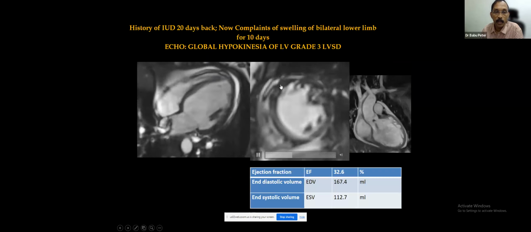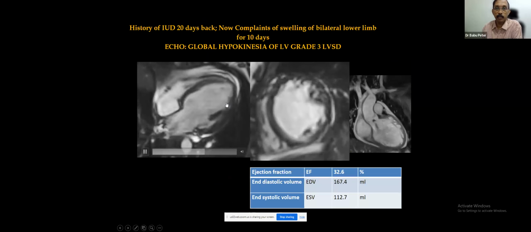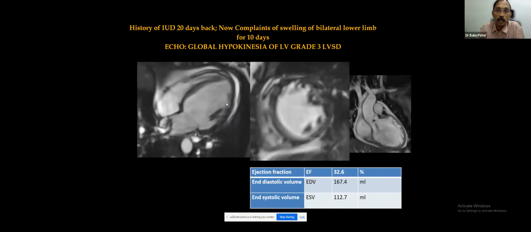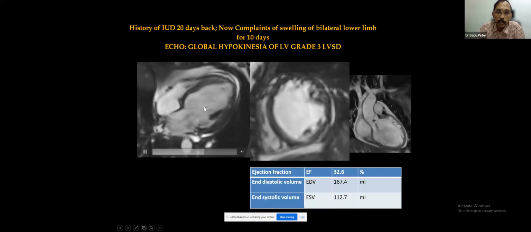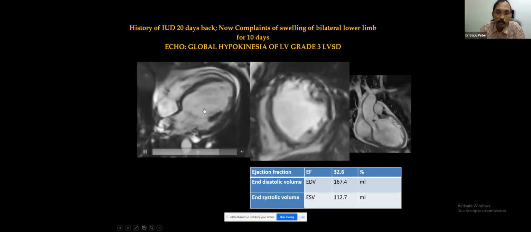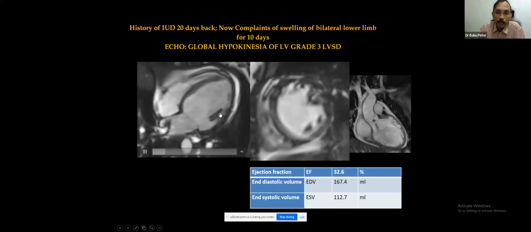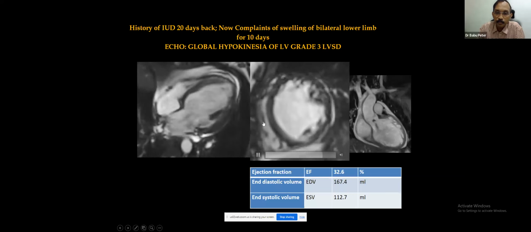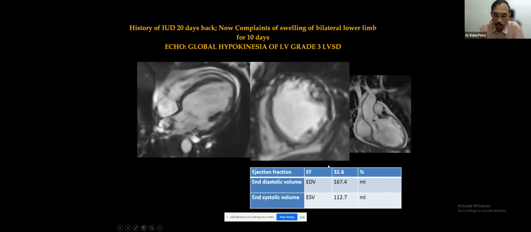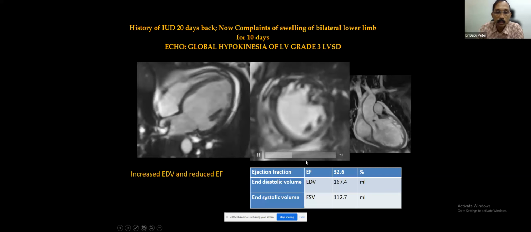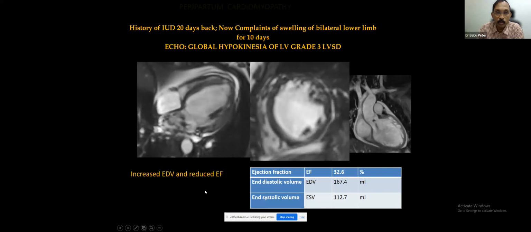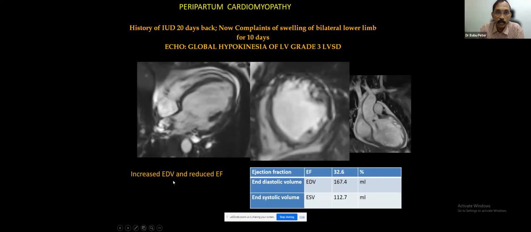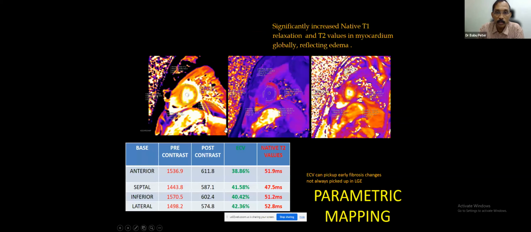This was a patient who had an intrauterine death 20 days back. The patient presented with complaints of swelling of bilateral lower limbs for about 10 days. Echo revealed global hypokinesia, and again in MR you can see the left ventricle appears dilated. There is a global hypokinesia of the left ventricle. EF was significantly reduced, about 32.6%, and end-systolic volume was also increased, and this was a peripartum cardiomyopathy patient.